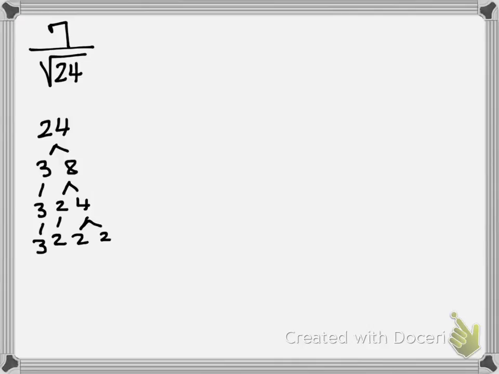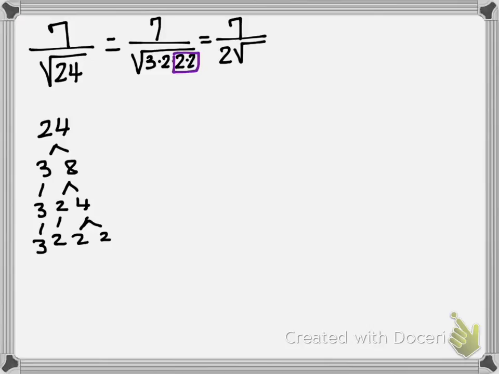3, 2, 2, 2. Okay? Now, we break down 24. We're still looking for a group of 2's. So since we're looking for a group of 2's, there's a group of 2 right there. That means that's going in front of the square root sign. So this becomes this.